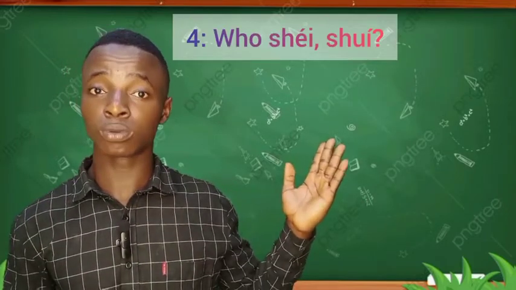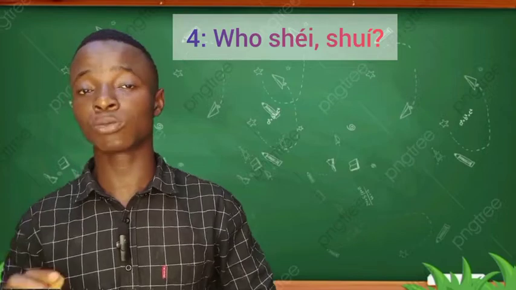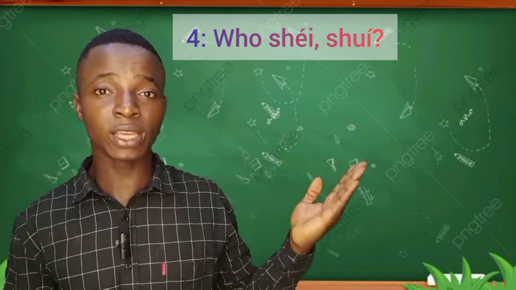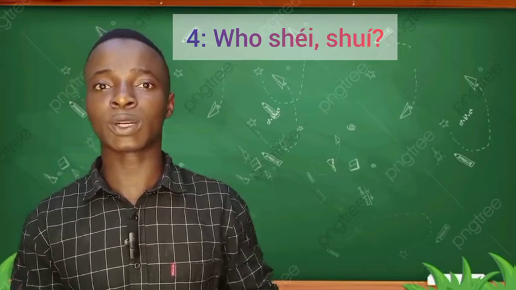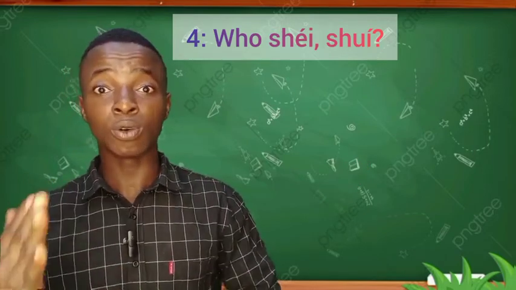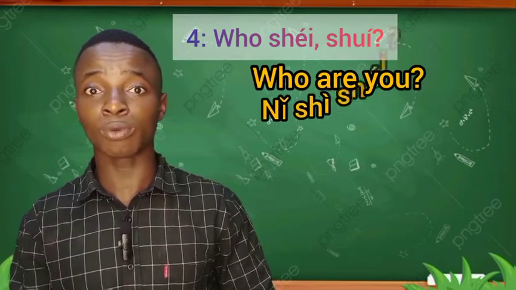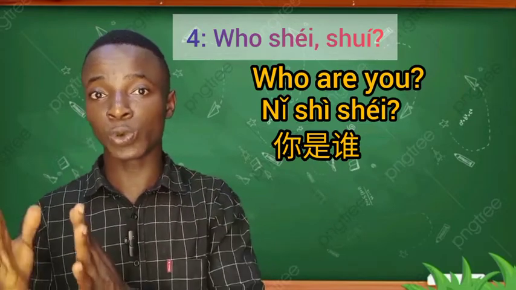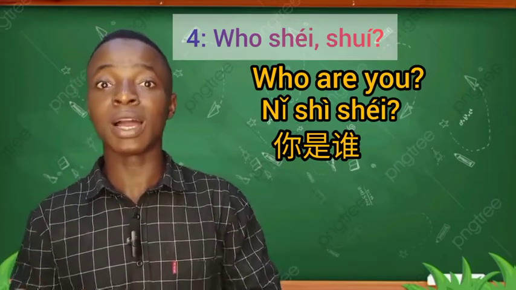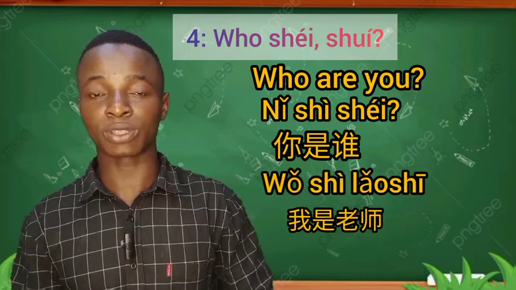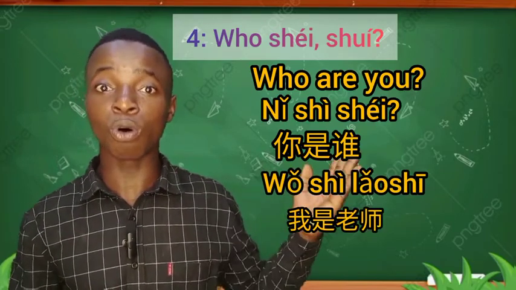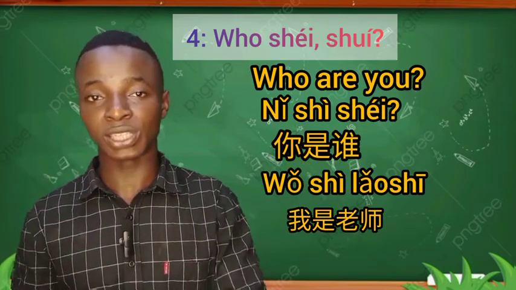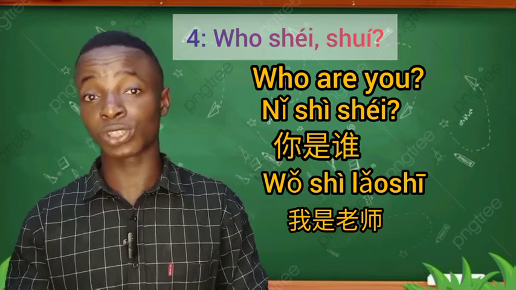Let's see the next question. Number 4, who. Who, and we said it has two pronunciations, she or shui. And we asked one of the commonly asked questions, which is, who are you? We said it is, 你是谁? Who are you? For example, I'm a teacher. How am I going to respond to that? I will say, 我是老师。I am a teacher. A teacher is 老师.